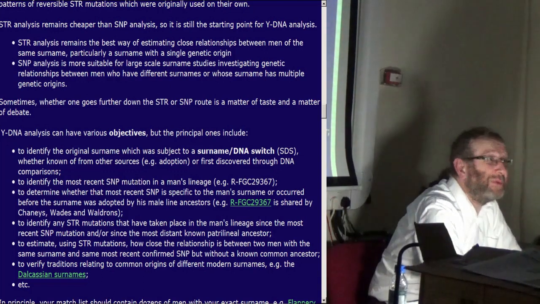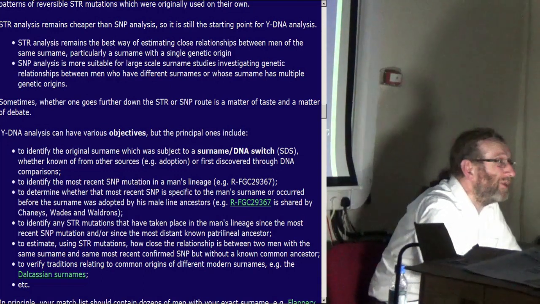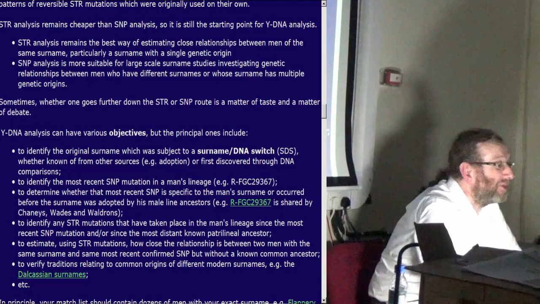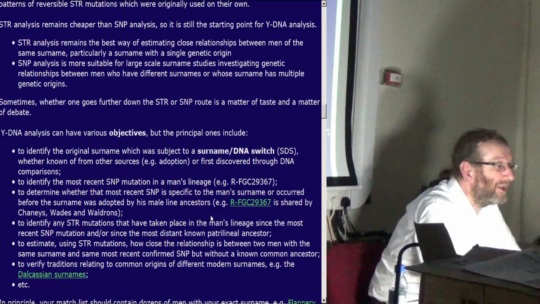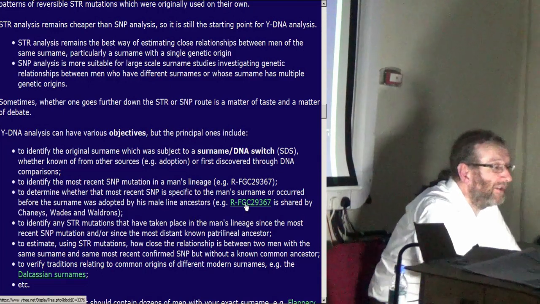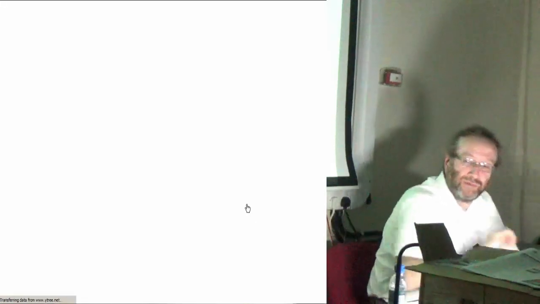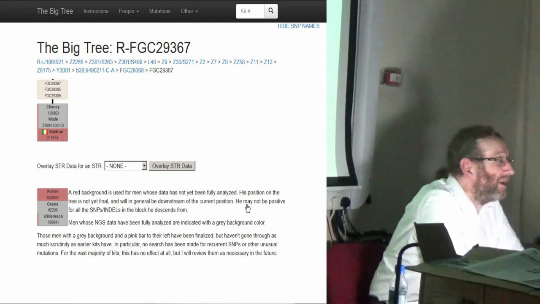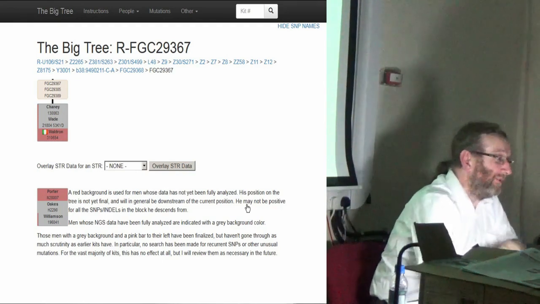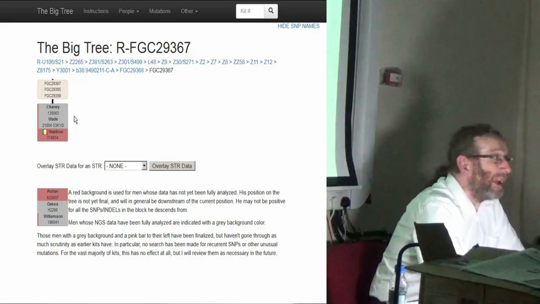You might be interested from a purely scientific purpose in looking at where you fit on the SNP tree. You might be interested in whether your most recent SNP mutation is specific to your surname or is older than the adoption of surnames or occurs in other surnames. So here's my most recent SNP mutation, FGC 29367, and I will bring up the big tree, which is a third-party website run by a guy called Alex Williamson, who maps the SNP mutations to the surnames.